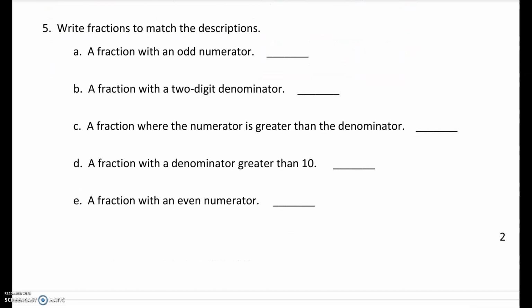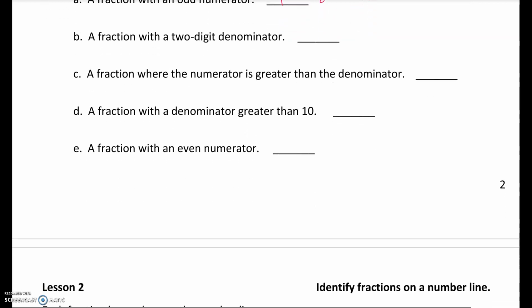Number 5, write fractions to match the descriptions. A fraction with an odd numerator. Well, there could be many different things, but I could say 3, I know that's an odd number. 5 is an odd number. 7 is an odd number. But remember, we need to make this a fraction. So how many pieces do we want to break this up into? Let's say fourths. Maybe this one would be eighths, and this one tenths. It just asks for the numerator to be an odd number.